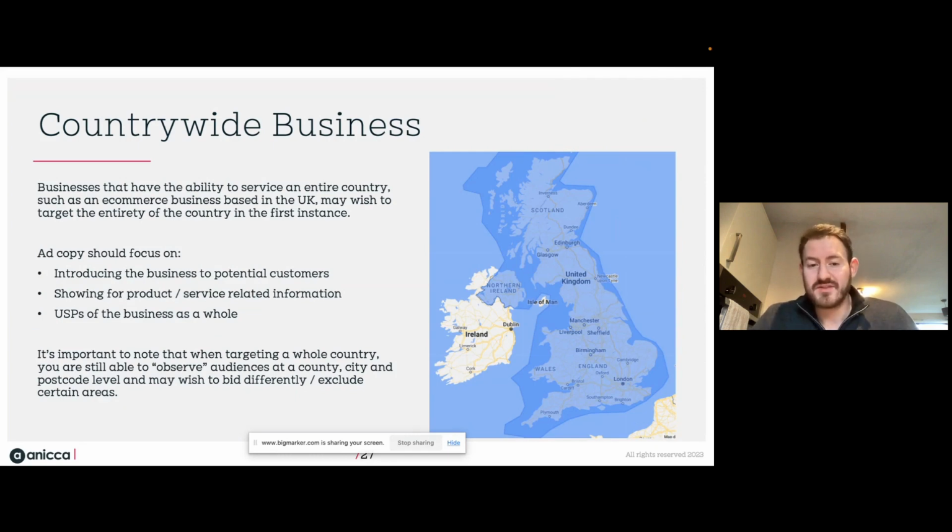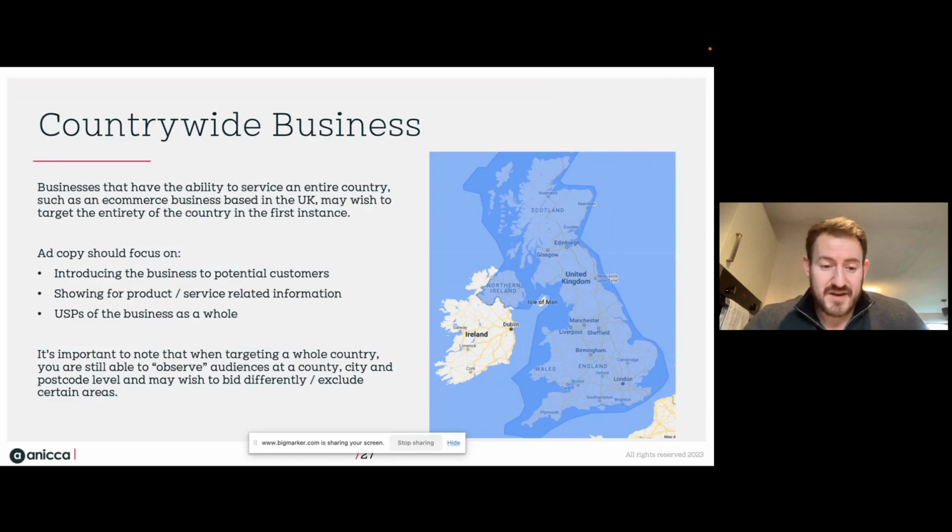You may wish to target the entirety of the country in the first instance. Your ad copy is going to be very, very important here. And in all of the examples that are to come in this section, we give you a little bit of an idea as to how you should write your ad copy to ensure that you're reaching the customers with the right messages. So in this instance, your ad copy should focus on introducing the business to those potential customers, showing for product or service related information or product related terms, ensuring that you are writing your ads in a manner that matches that searcher's search, and making sure that you inform all of those users of the USPs of your business as well. Why would that person buy products from you? What makes you different from the rest of your competitors?